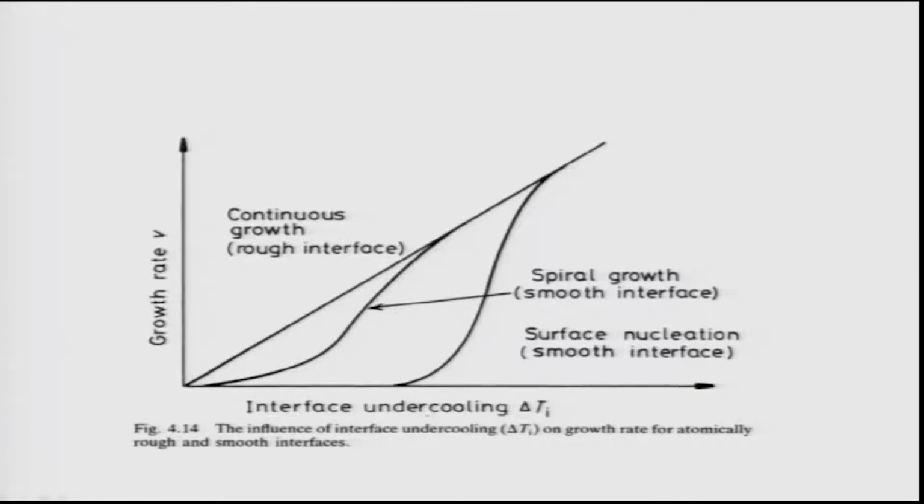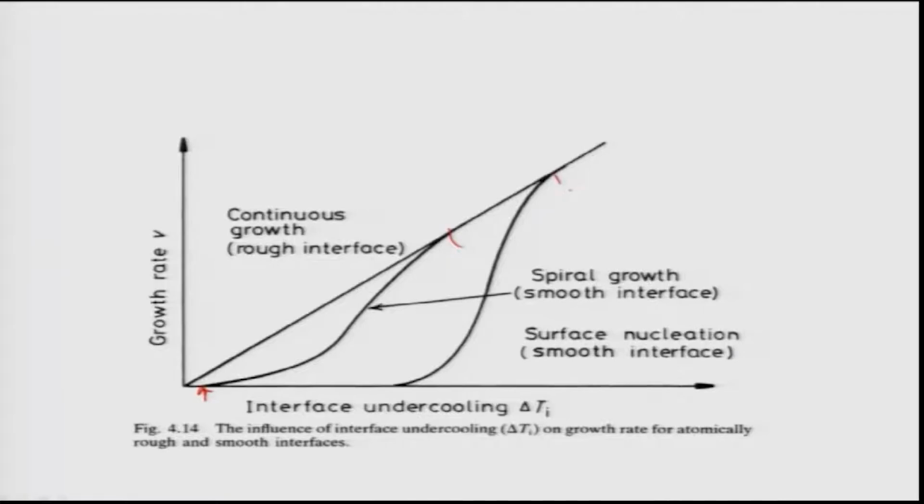That is because you need surface nucleation, and nucleation requires a new surface to be generated, and that is why you need more driving force, and more driving force means more undercooling. On the other hand, spiral growth, which is basically because of the screw dislocations, does not require much undercooling. You can see this undercooling curve is pretty low. Then it starts off, and finally at a higher undercooling, all the growth rates will be the same as continuous growth. That is what you see here and there.